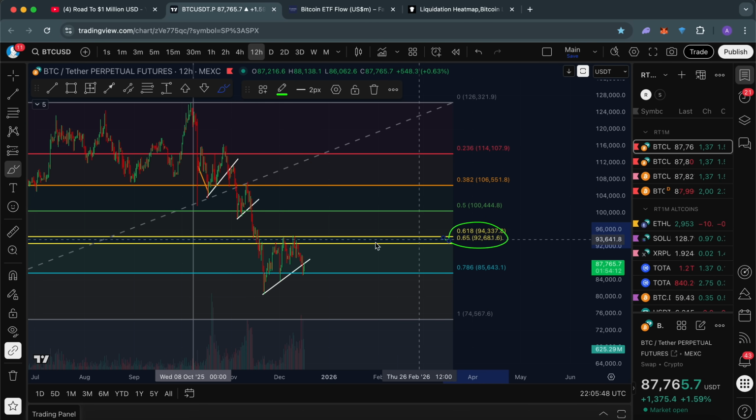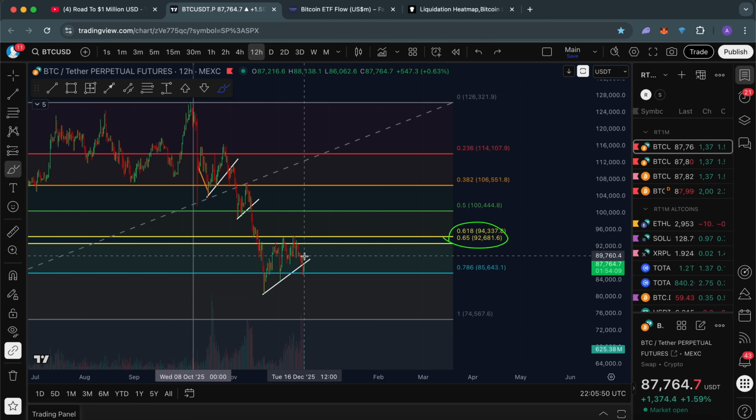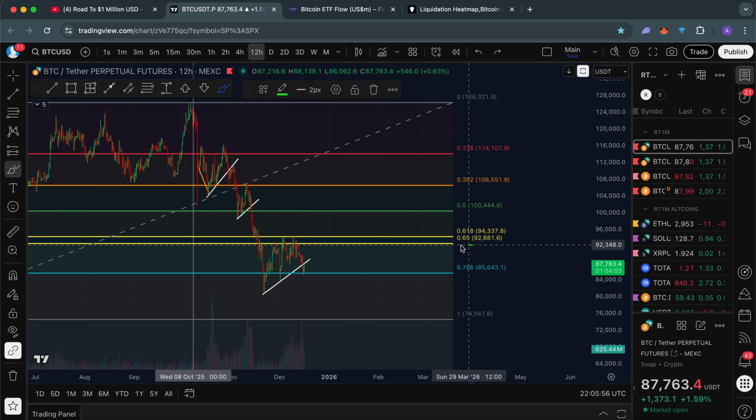Another key area of resistance to break in the case that we do invalidate that bearish flag pattern is this Fibonacci golden pocket sitting from 92.7 all the way up to 94.3k.